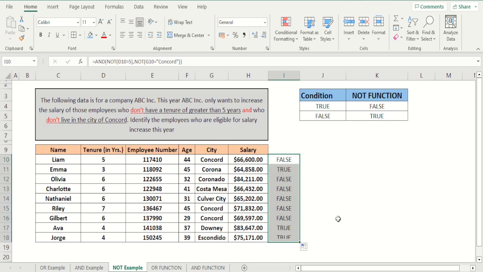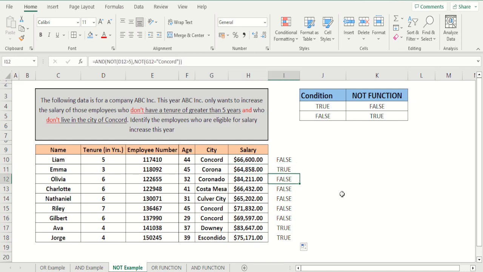Let's drag it and check a couple more examples. The next one is true. So this should be interesting to look at. We want the tenure to be not greater than 5 years. Very well. Here we can see that the tenure for Emma is 3. So this is good. And we also want the city not to be Concord, and the city is Corona, which is obviously not Concord. So yes, it satisfies the required condition and the answer is true.